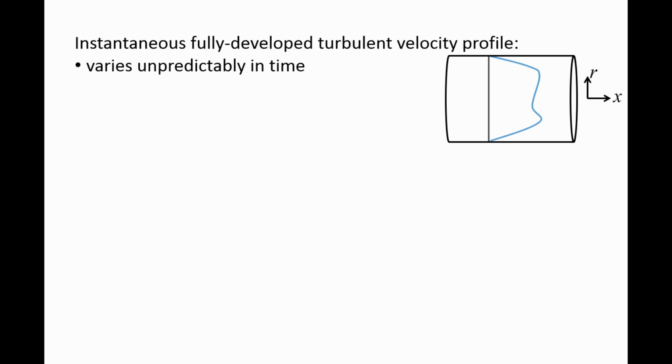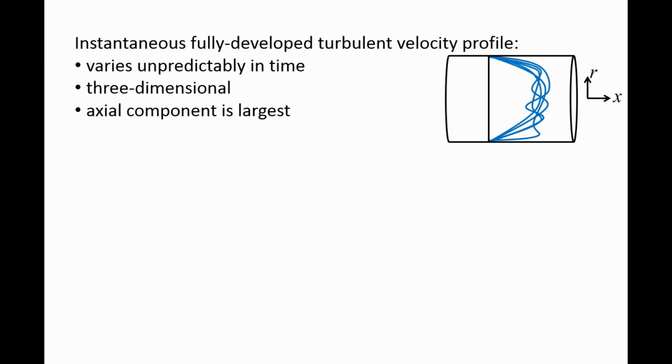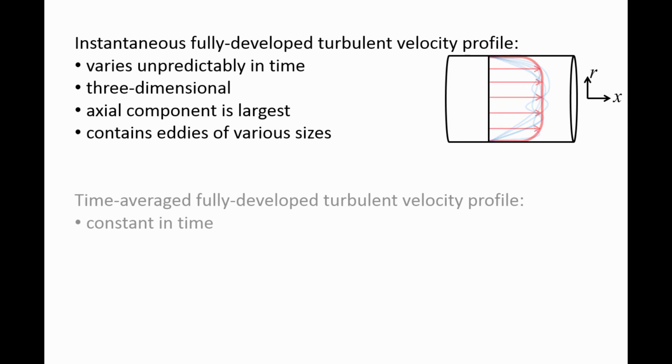For example, here are 5 images of the velocity profile taken over a 10-second period. In each of these profiles, the flow is three-dimensional, with the axial velocity component being the largest. Additionally, there are swirling eddies of various sizes that cause the flow to mix rapidly. When analyzing fully developed turbulent flows in pipes, we usually do not analyze the instantaneous velocity profile because its exact shape at a specific time is unpredictable. Instead, we use a time-averaged velocity profile, shown in red, because it is constant in time.